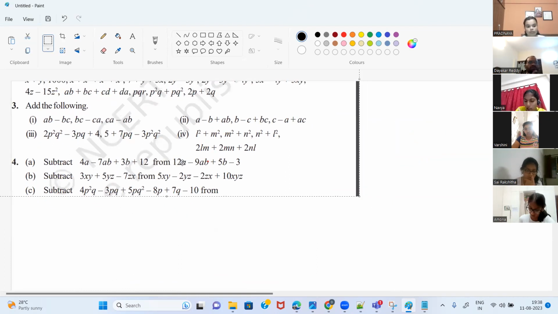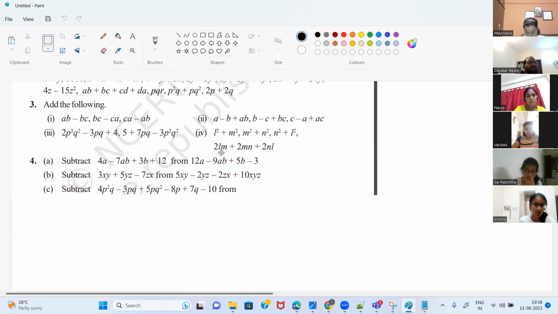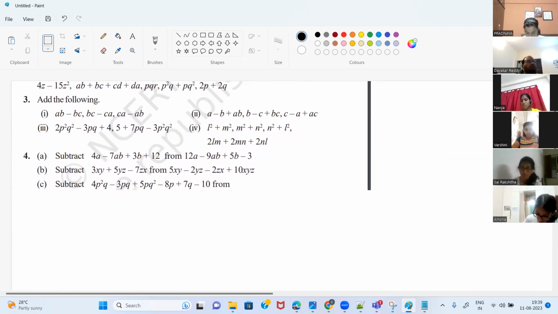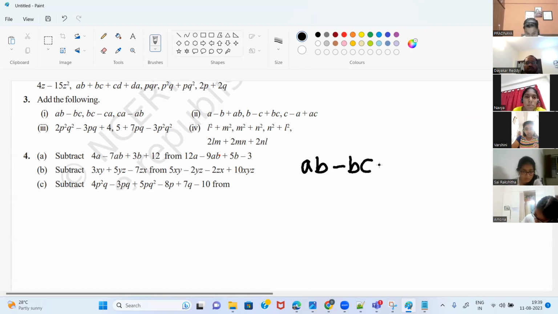Let's move to the next problem, children. Can you please do the addition? Add the following. Yesterday I taught you how to add. Do you know how to add? Any method you can do, but I prefer the row method. Add means what symbol we need to put? Plus. AB plus, minus BC plus BC minus CA plus CA minus AB.